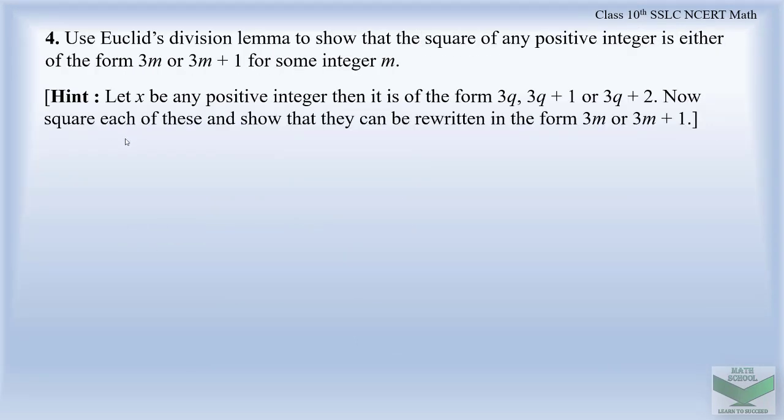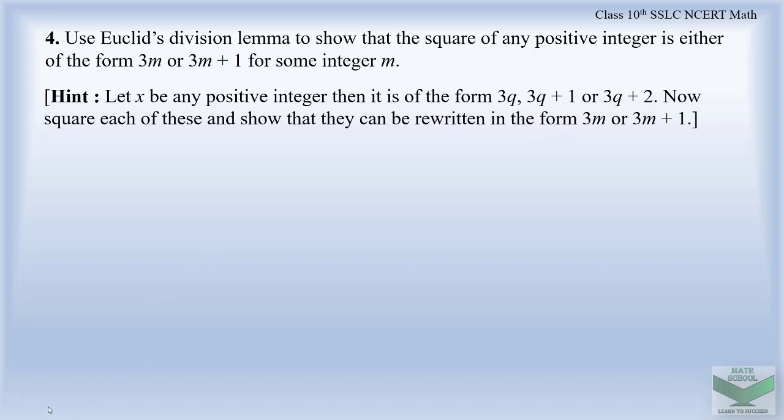Now let us solve our fourth exercise problem 8.1. Use Euclid's division lemma to show that the square of any positive integer is either of the form 3m or 3m plus 1 for some integer m. They have also given a hint in the question which says, let x be any positive integer, then it is of the form 3q, 3q plus 1 or 3q plus 2. Now square each of these and show that they can be rewritten in the form 3m or 3m plus 1.